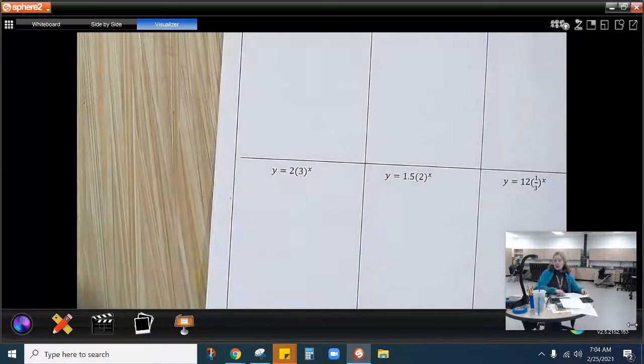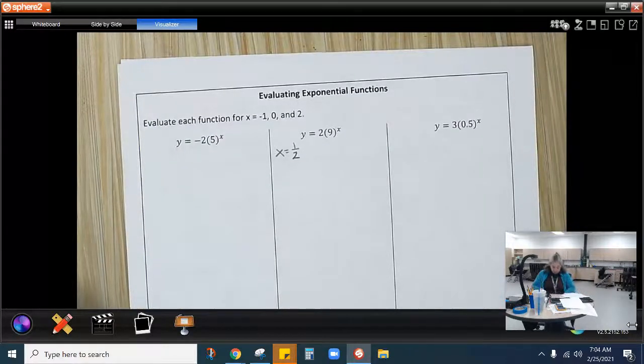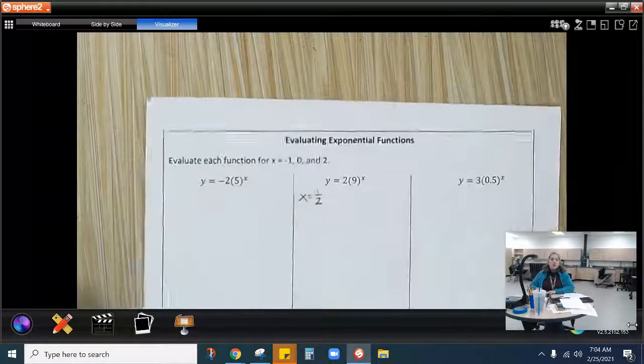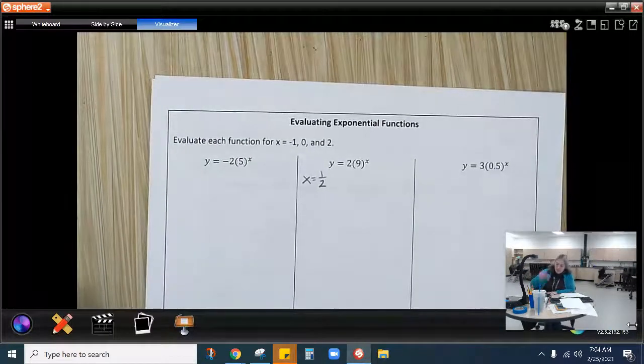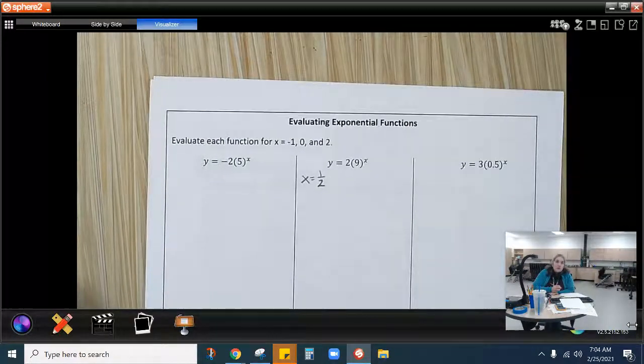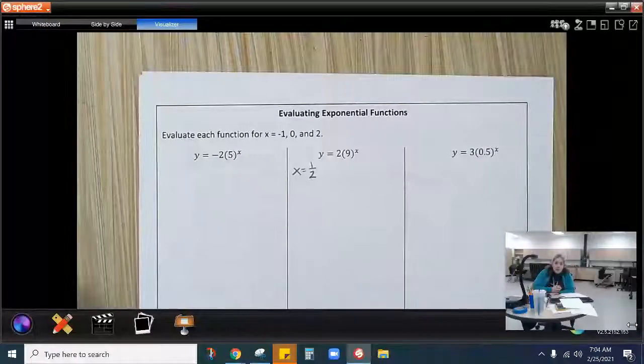All right, for our next part here, we are evaluating, as my pencils roll everywhere. We are evaluating exponential functions. So this is why we learned all of those exponent rules. And you guys were like, exponent rules. Yep, this is why. It's super, super important. You don't even need a calculator to do any of these. And I'm going to show you that.